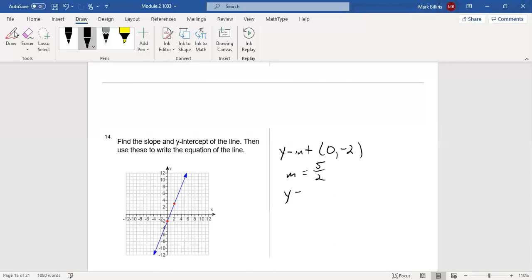So again, we look at slope-intercept form, and we plug in our values. We know our slope is 5/2. Don't forget the x, so it's 5/2 x. And in this case, our y-intercept is -2, so we write -2.